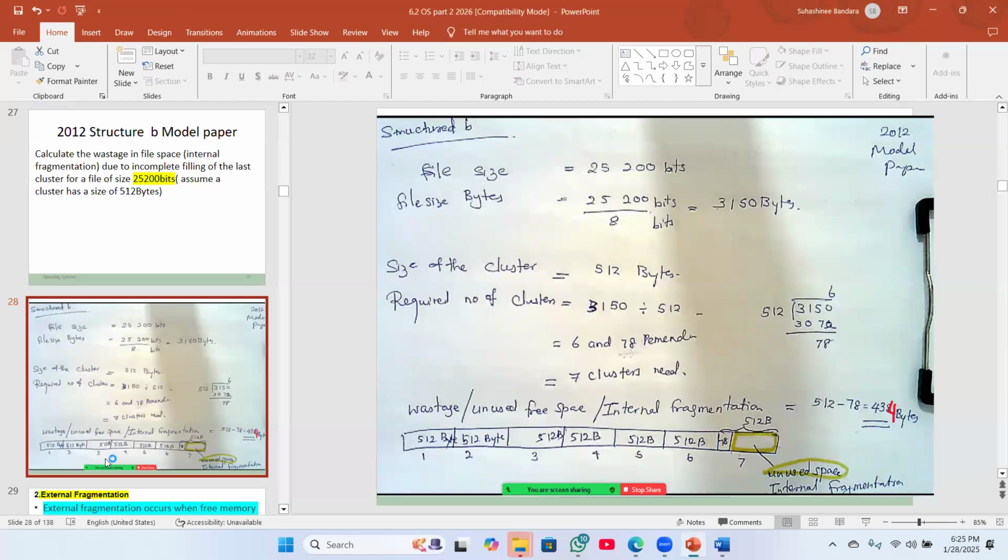25,200 bits divided by 8, I got 3,150 bytes. So altogether 3,150 bytes. So the size of a cluster means another block size. Just think the cluster is the smallest unit where we save the data. So all the sizes are equal. So block sizes are equal. Just think like that.